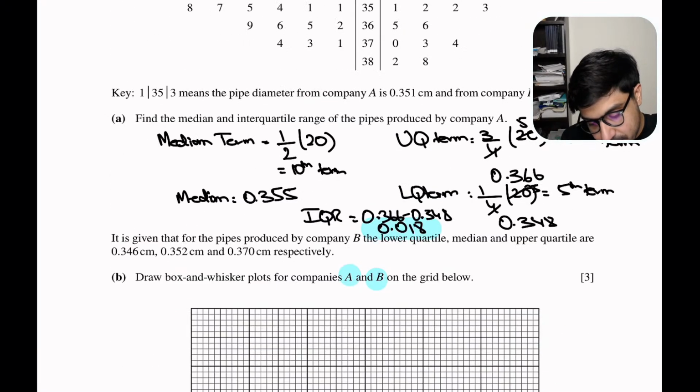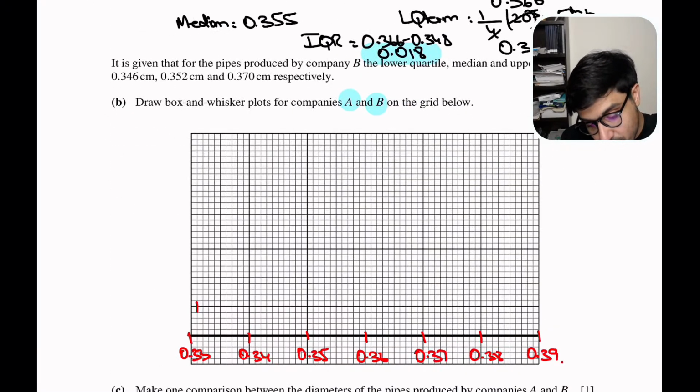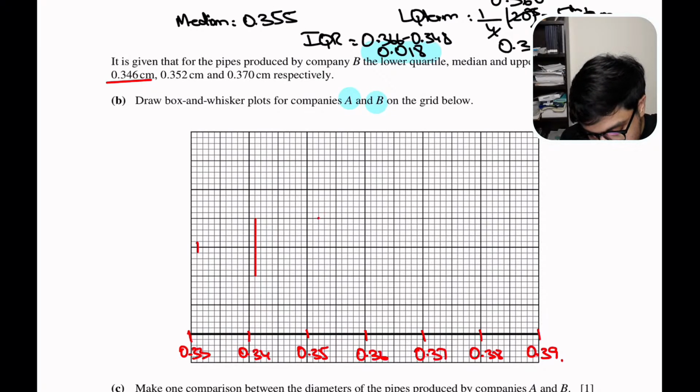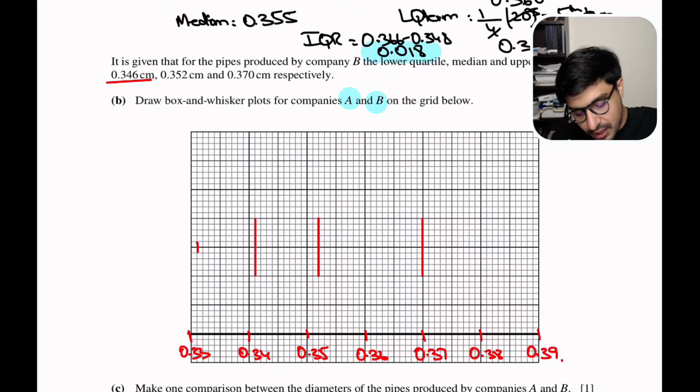Then the lower quartile is 0.346. So 0.346 is going to be somewhere over here. Let's just mark it over here, right? So this is what 0.346 is going to be. The median is going to be 0.352, so 0.352 is going to be again here, and then there is going to be 0.37. So 0.37 is going to be somewhere over here, right? This is how it is supposed to be done.